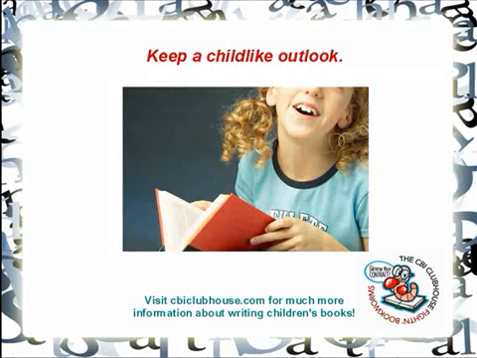Keep a childlike outlook. Picture book characters can be children, adults, animals, or fantasy characters. But all main characters must embody the sensibilities of a child between the ages of 4 and 8. This means the problems your characters face need to be relevant and important to your target audience. The way your character tackles that problem must fit in with the way a child would tackle it.